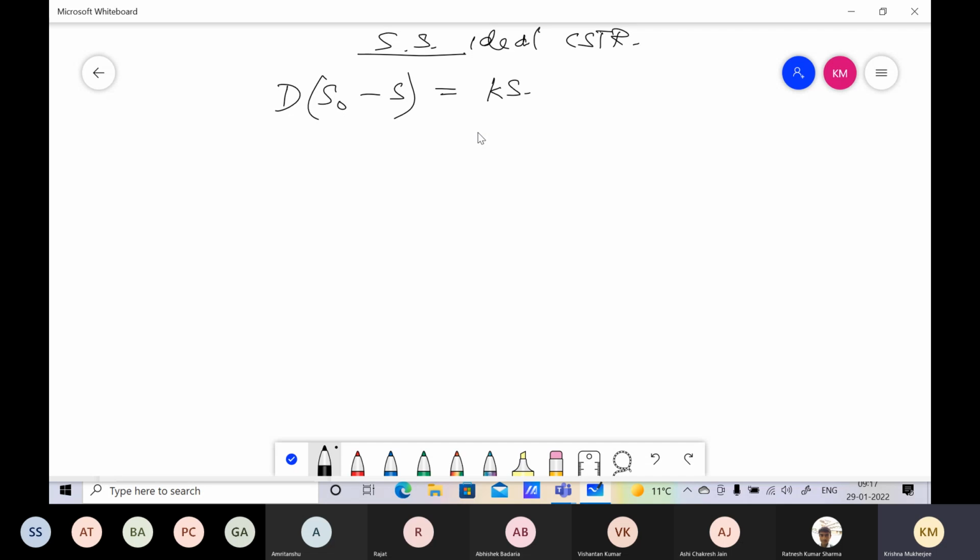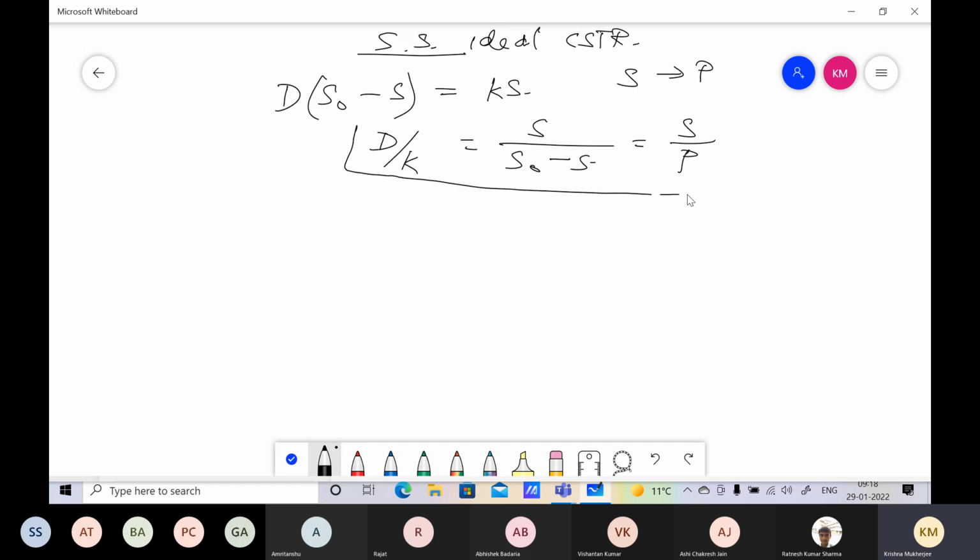So essentially we can say that D by K, or usually people write it as D by K, is equal to S upon S naught minus S, which is also equal to S upon P, because S is going to P, right? So the ratio of the dilution rates, and K is also a first order reaction, so both have units of time inverse, and therefore this is a dimensionless number. So essentially this is the proportion of unconverted substrate to the amount of converted substrate, and that makes a lot of sense, right?